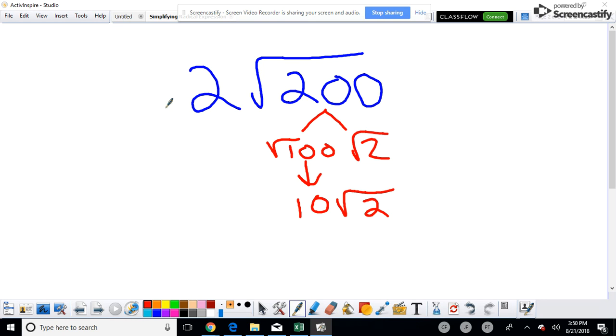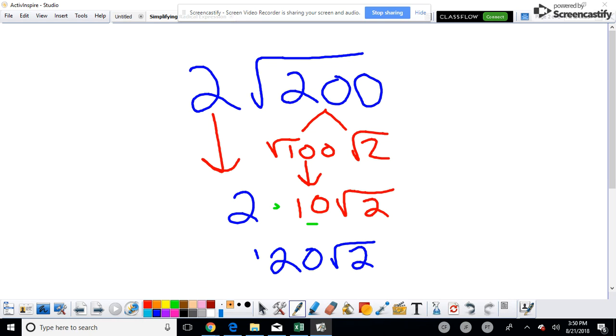Now, what about this 2 out here? What you do is you bring it down and you multiply it times any other number that's outside. Right now, we have a 10 that's outside. So we're going to bring that 2 down and multiply it times the 10, and our final solution is going to be 20 radical 2. Remember, plus and minus. It's important that you have that plus and minus because you got to know that quadratics have two solutions. So that's how you do it.